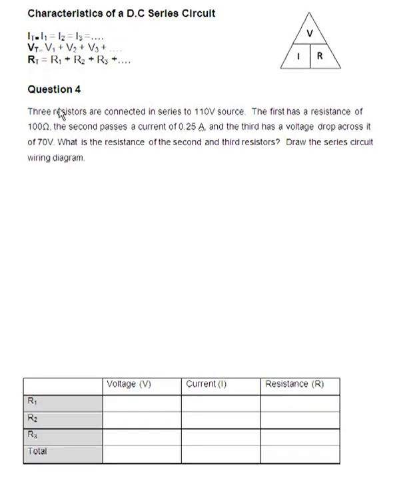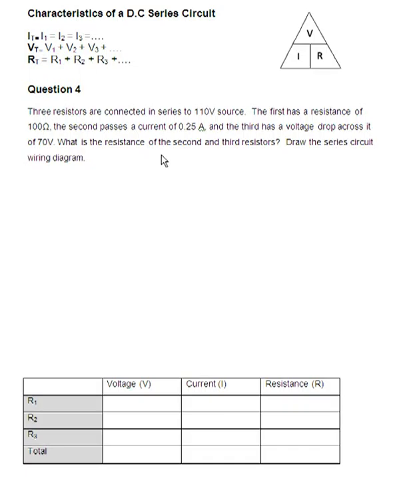Here we have question 4. So we read, three resistors are connected in a series circuit to a 110 volt source. The first has a resistance of 100 ohms, the second passes a current of 0.25 amps, and the third has a voltage drop across it of 70 volts. So it's asking, what is the resistance of the second and third resistors?